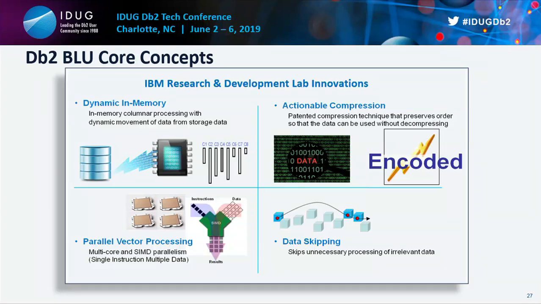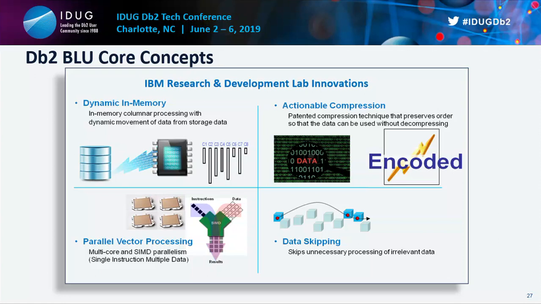Core concepts, and I'll get into a lot more detail for these. First, dynamic in memory. This is saying that we keep as much in memory as possible, but you're not required to keep 100% in memory, right? Actionable compression. I talked about this in the simple select case, where you do not necessarily need to decompress to do things like comparisons, inequalities, and likes, right? So you can do actions on the compressed data, making it much faster.